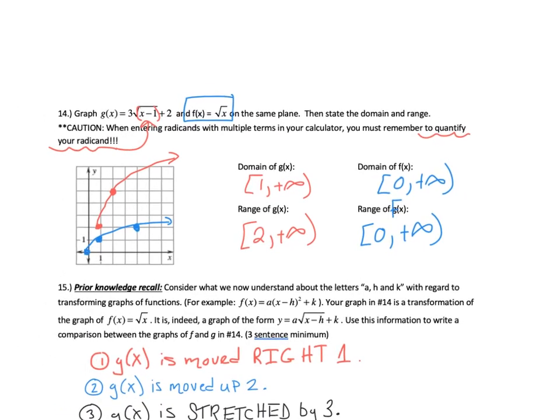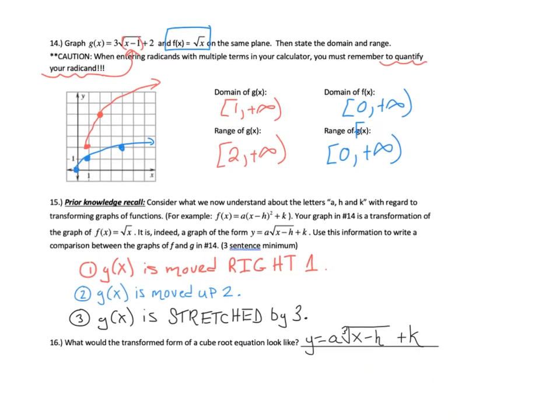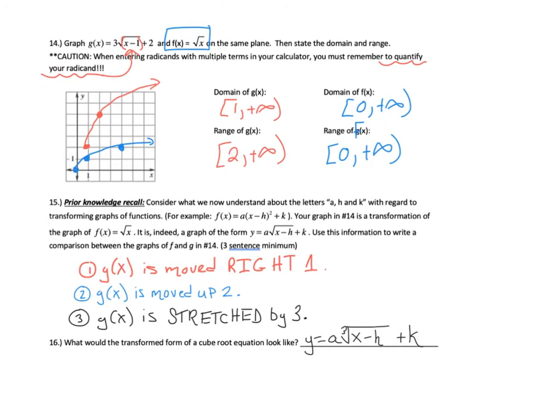Okay, as far as your prior knowledge is concerned, I wanted you to think about a, h, and k a little bit. And what you see in here is our standard form of our equation for today. We have y equals a times the square root of x minus h, plus k. And in general, what happened to this red graph? Well, it moved to the right 1 unit. It moved up 2 units. So every point moved to the right 1 unit and up 2 units.